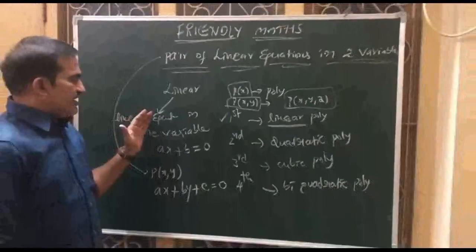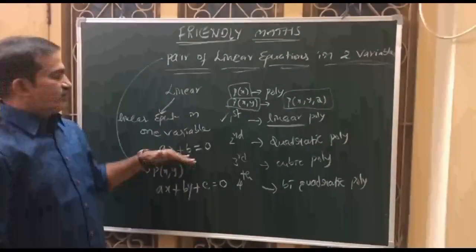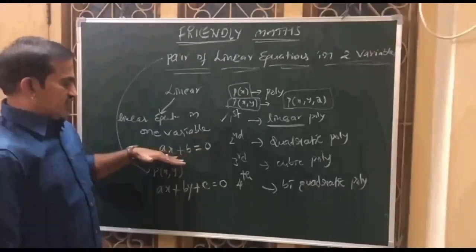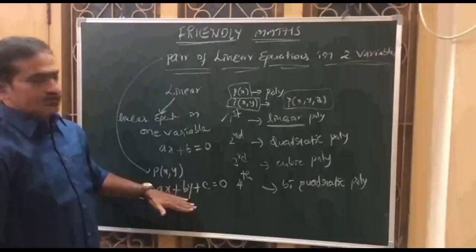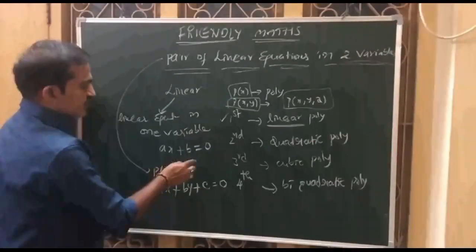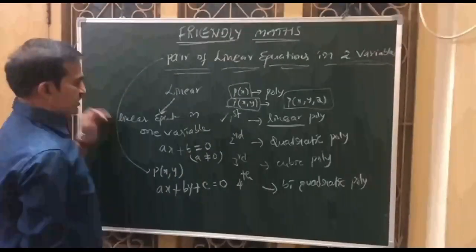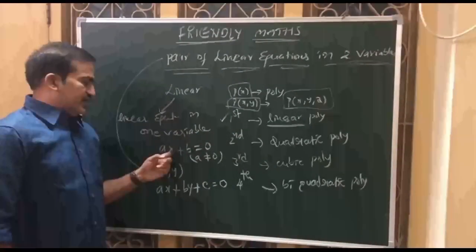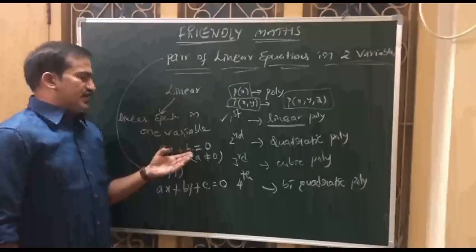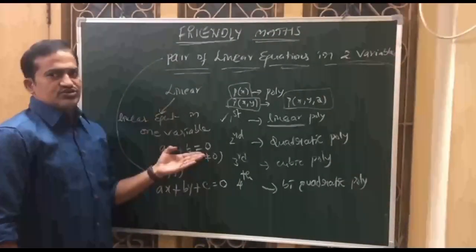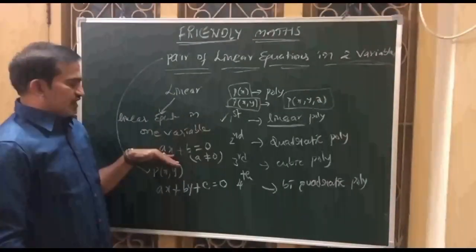The linear equation in one variable is called a simple equation. We learned it in 8th class, I think. Here we must say that a not equal to 0. Why a not equal to 0? It is a single variable, you know, so the coefficient of x should not be 0. If it becomes 0, then it will be meaningless, like 5 is equal to 0 or 6 is equal to 0. It should be one variable, so the x term should not be missing.